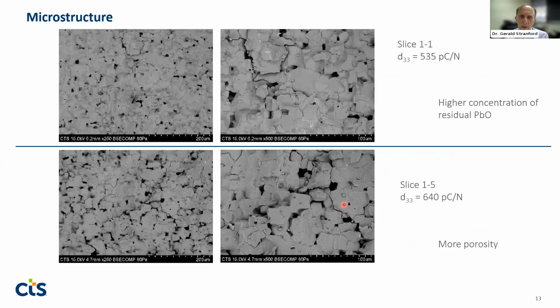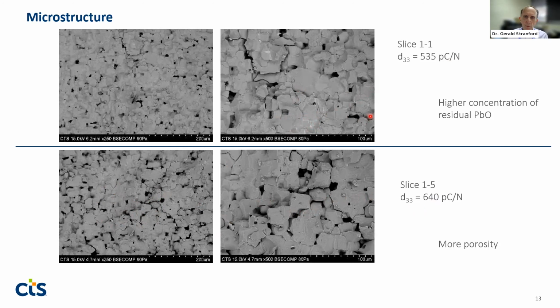So looking at these slices, I looked at fracture surfaces here, and the top one is for a lower D33 coefficient material, whereas the bottom one is the higher D33 coefficient. Similar to the micrographs that I showed earlier, when we have the higher D33, we tend to see more of that porosity showing up, and with the lower D33, less porosity, but more of that residual PBO-rich phase.